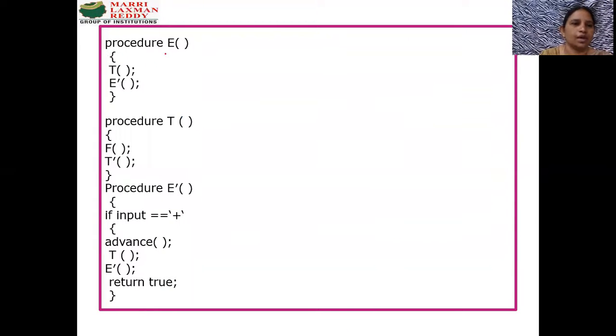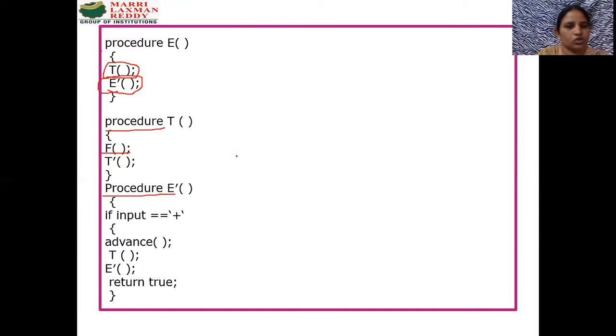Start with the start symbol, that is E. Procedure E. What are the productions? T and E dash. T is also a non-terminal, so write the corresponding recursive procedure. E dash is also a non-terminal, so write the corresponding recursive procedure. What is the next production? T. T tends to F T dash. F is a non-terminal, write the recursive procedure. T dash is also a non-terminal, write the recursive procedure.